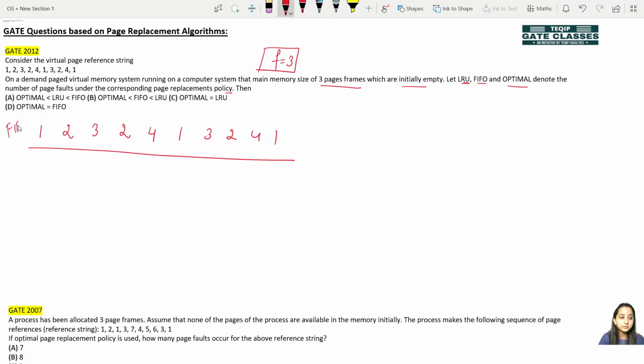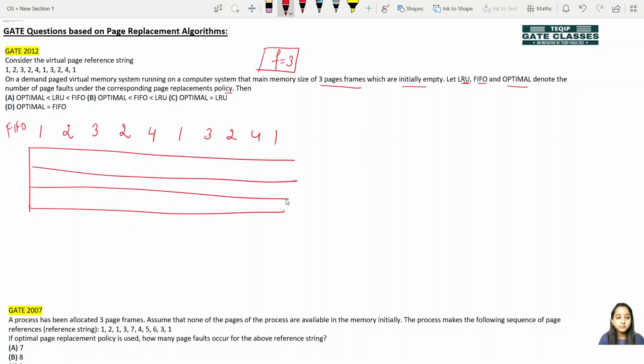Let me solve for FIFO, first in first out. I am taking 3 frames here. Whatever page came in first will be the first out whenever a new page arrives. That is the condition. 1, 2, 3 arrive, so no need to change here. Then 1 was added first, so it will be replaced by 4. Then 1 is the new page, and it will be replaced by 2.